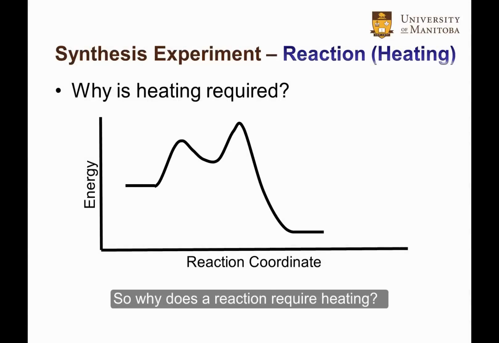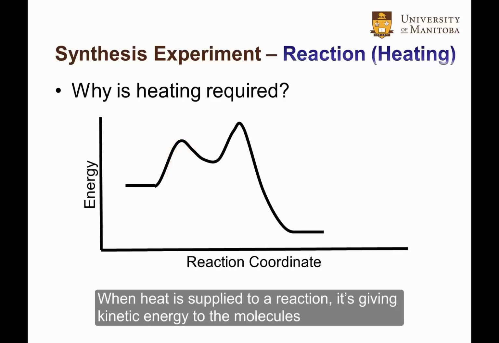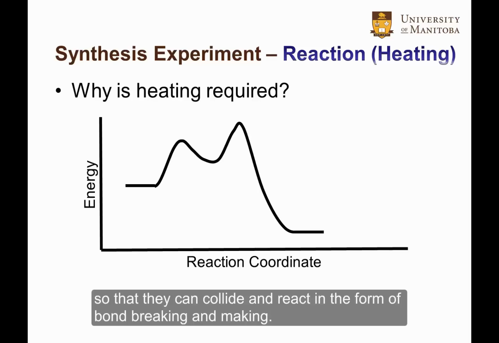So why does a reaction require heating? All chemical reactions have an activation barrier, and therefore energy, in the form of heat, is required to get over this barrier. When heat is supplied to a reaction, it's giving kinetic energy to the molecules so that when they collide, they react in the form of bond breaking and making.